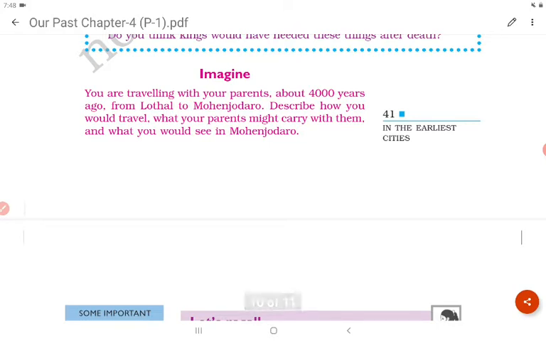Imagine you are traveling with your parents about 4,000 years ago from Lothal to Mohenjo-daro. Describe how you would travel, what your parents might carry with them, and what you would see in Mohenjo-daro.